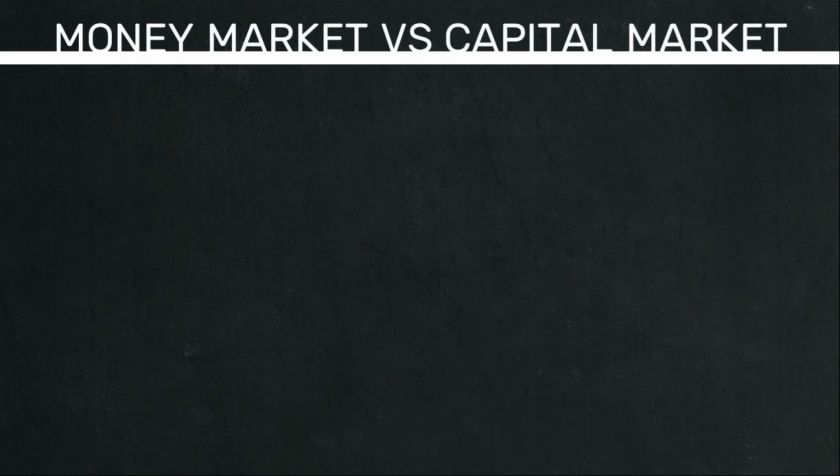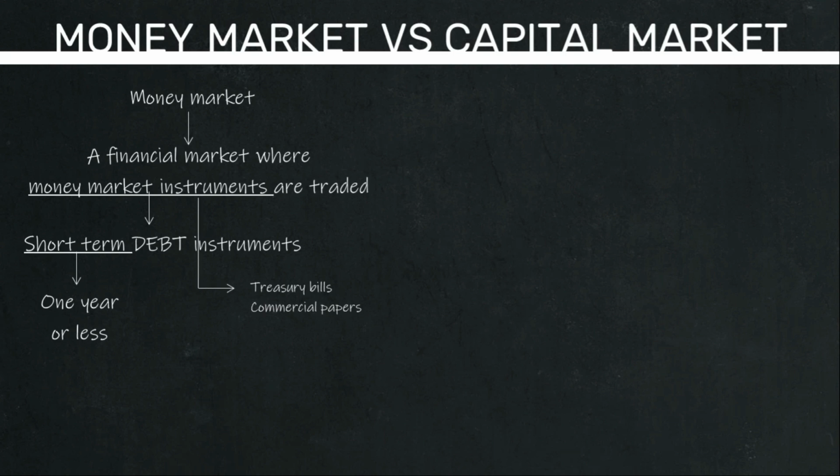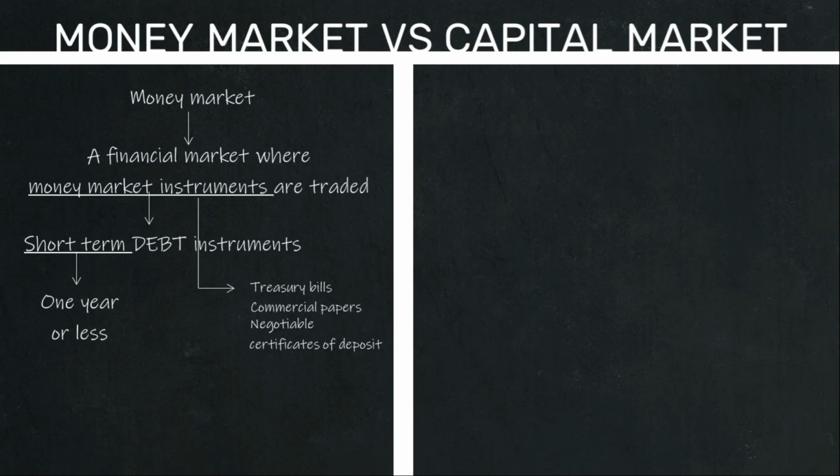Now let's talk about money market versus capital market. A money market is a financial market where money market securities are traded. So therefore, the more interesting question is, what are money market securities? Well, these are short-term debt securities. It means that they have a maturity of 1 year or less, giving them a generally high level of liquidity. Examples of these securities are treasury bills, commercial papers, and negotiable certificates of deposit.